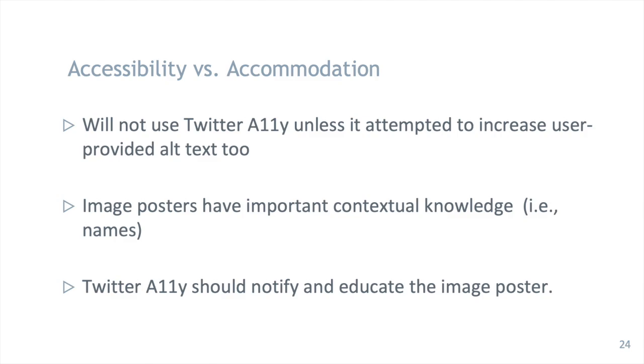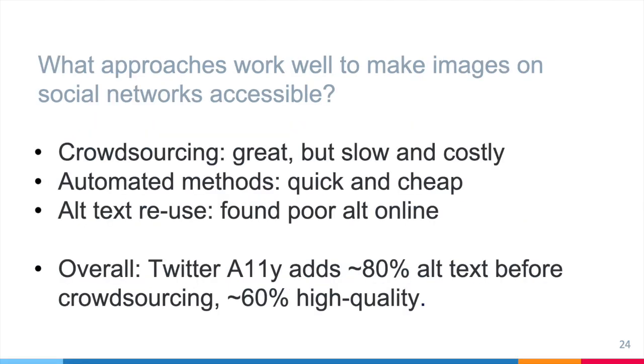Often authors are the only ones with enough context to write good descriptions, such as names, pronouns, places, or temporal context. Participants wanted Twitter Ally to inform users that their content was inaccessible and try to convert them into writing their own alt text. So to summarize our findings, crowdsourcing is a great method, but it's just slow and costly.